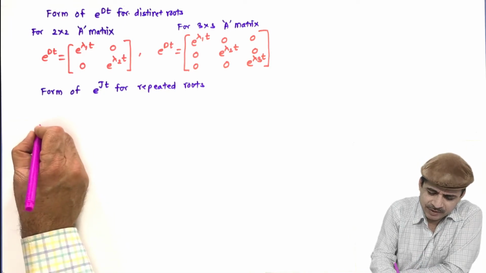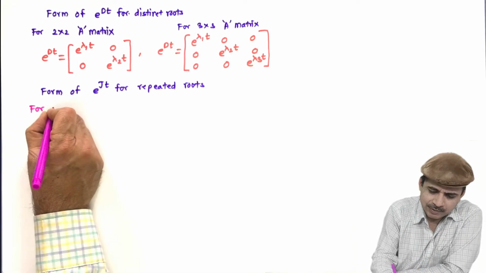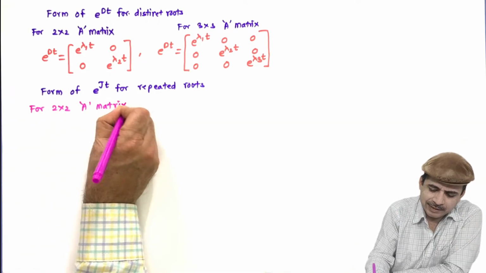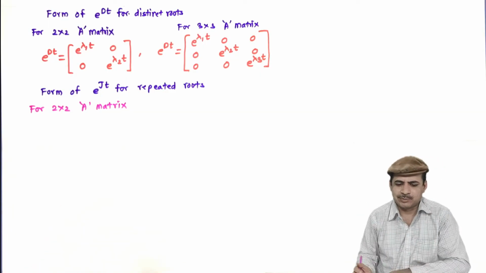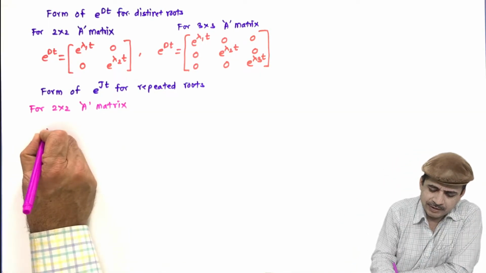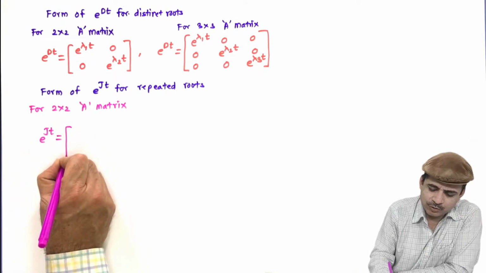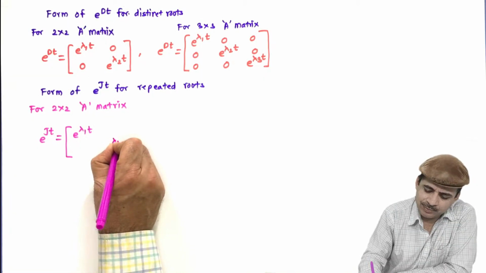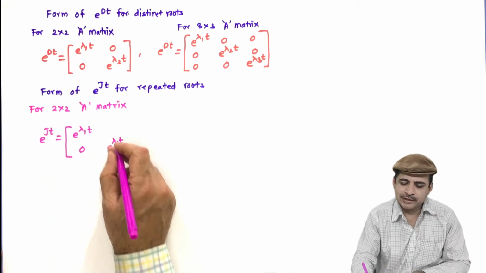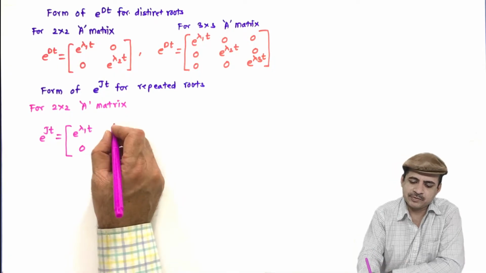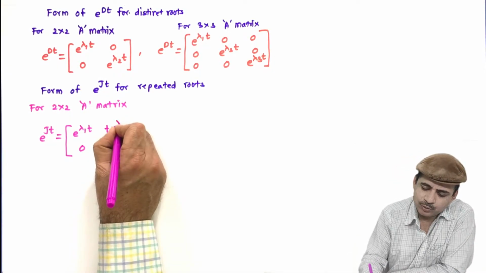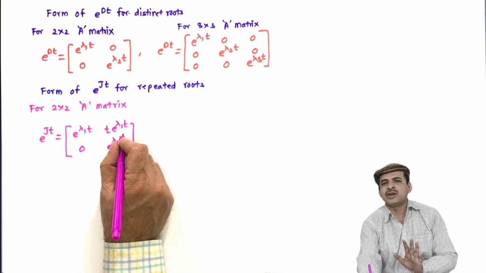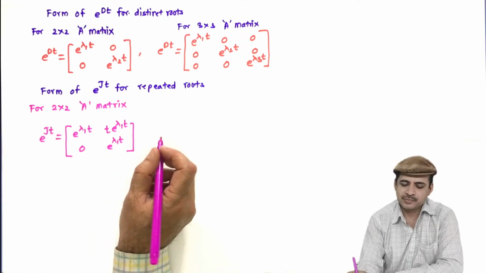Then this will be for a 2 by 2 A matrix, and it is the repeated root case, means both are lambda 1, lambda 1. So then e raised to jt will be equal to e raised to lambda 1t, e raised to lambda 1t, this will be 0 and this will be the derivative of this element. Derivative of this will be t e raised to lambda 1t. Keep in mind that this is the derivative with respect to lambda 1 and not d by dt. It is d by d lambda 1.